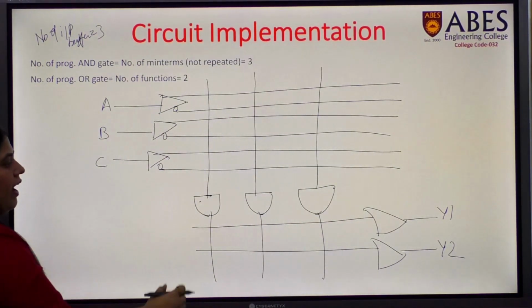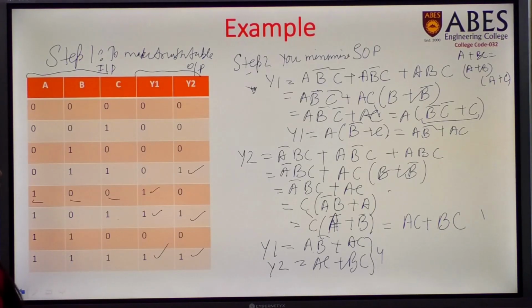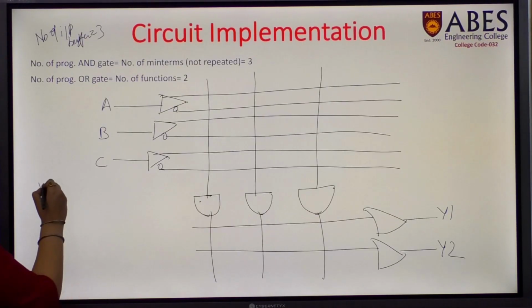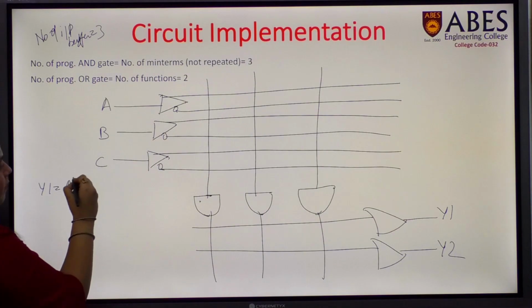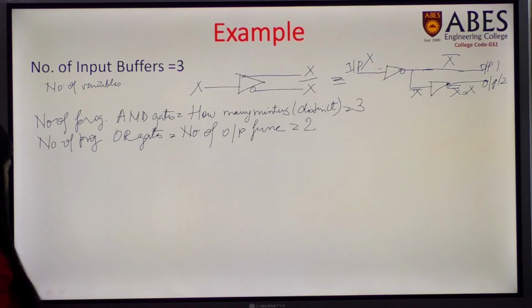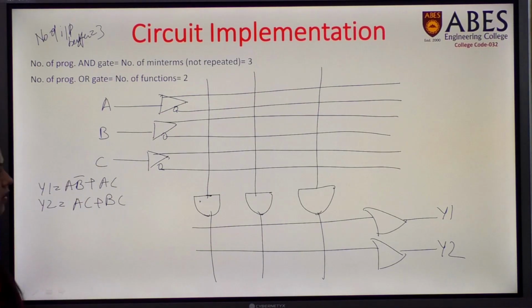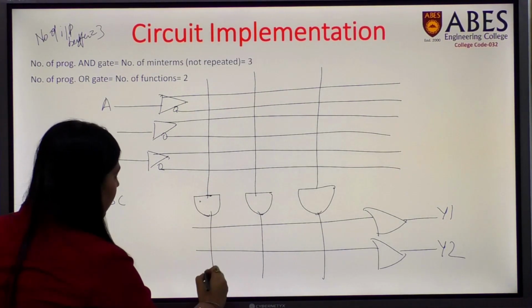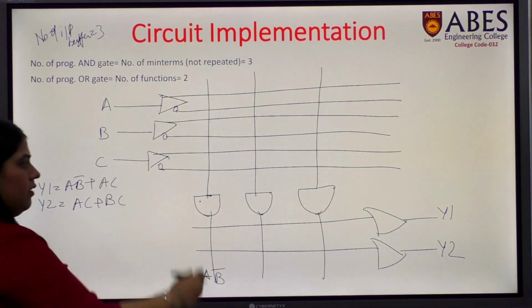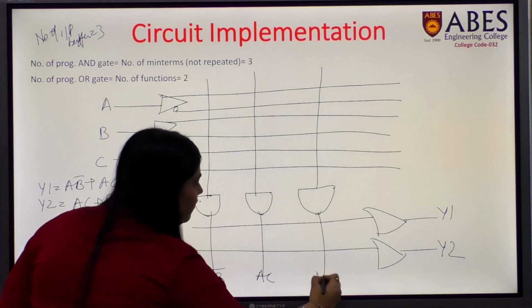So next, how do we connect this? First of all, I am writing the final SOP expression: Y1 equals AB bar plus AC, and Y2 equals AC plus BC. Suppose this is AB bar. This single line is for AB bar. This is for AC and this is for BC.